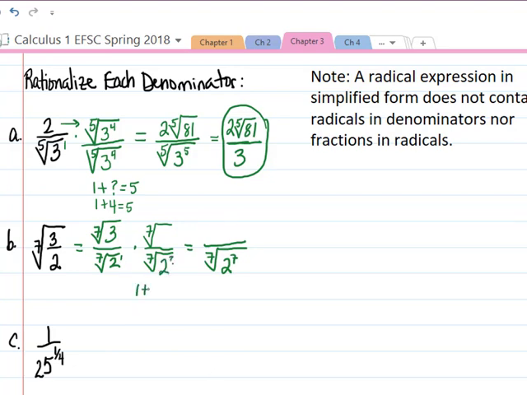Well, we would need 1 plus this power to equal 7, because when you multiply like bases, you add the exponents. So the only way that's going to happen is if we have a power of 6. So we'll multiply by the 7th root of 2 to the 6th over the 7th root of 2 to the 6th. This will give us what we want in the denominator.